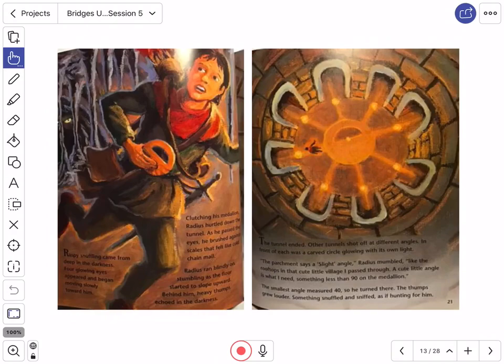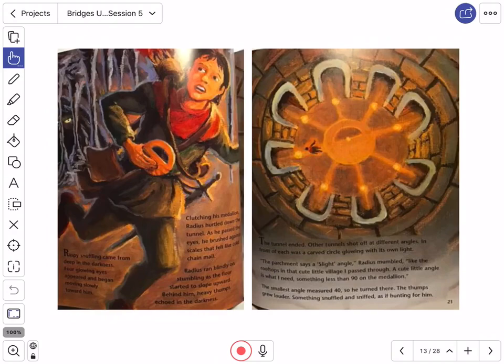He opened a heavy door and entered a dark tunnel. The door shut behind him. Raspy snuffling came from deep in the darkness. Four glowing eyes appeared and began moving slowly toward him. Clutching his medallion, Radius hurtled down the tunnel. As he passed the eyes, he brushed against scales that felt like cold chain mail. Radius ran blindly and stumbling as the floor started to slope upward behind him. Heavy thumps echoed in the darkness.